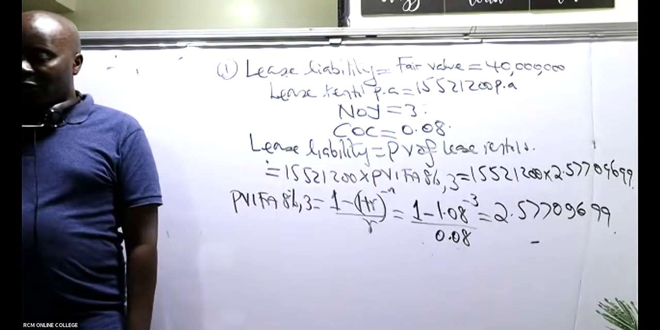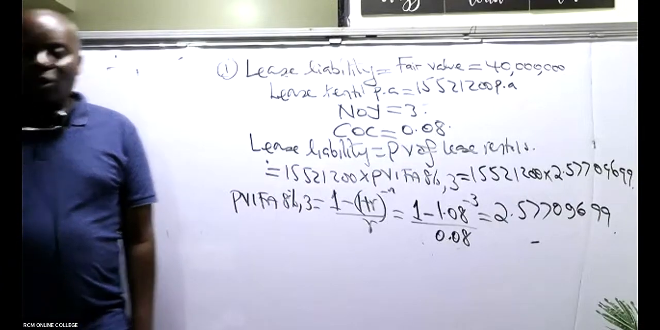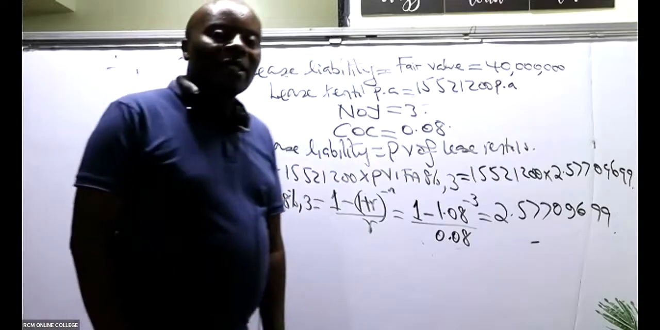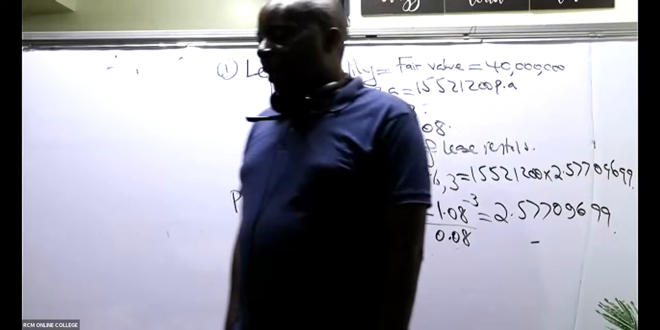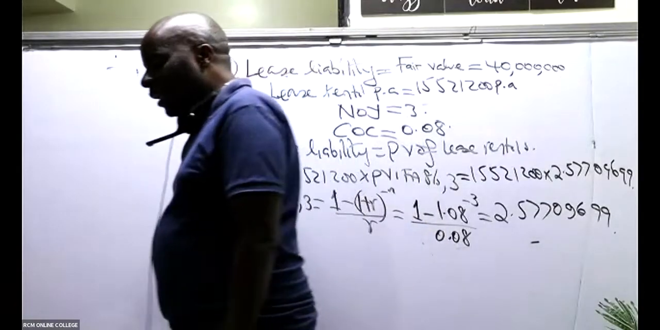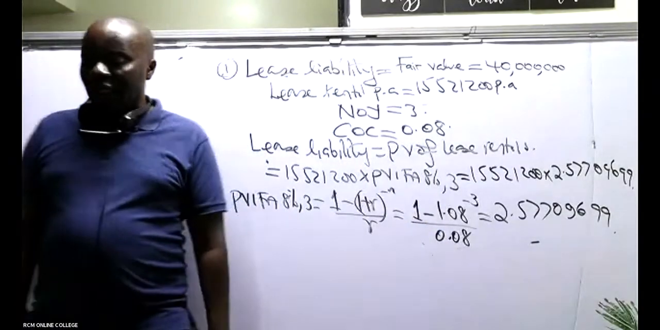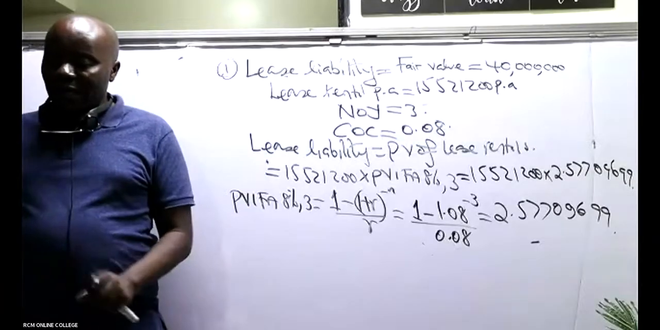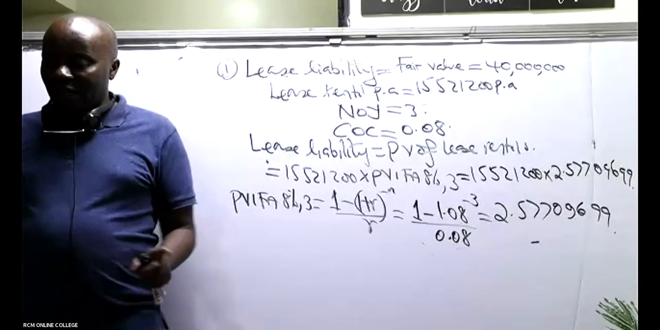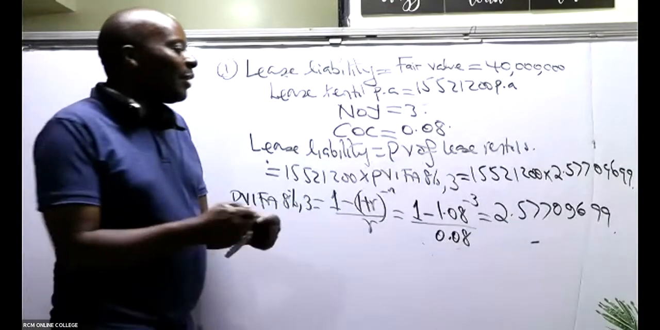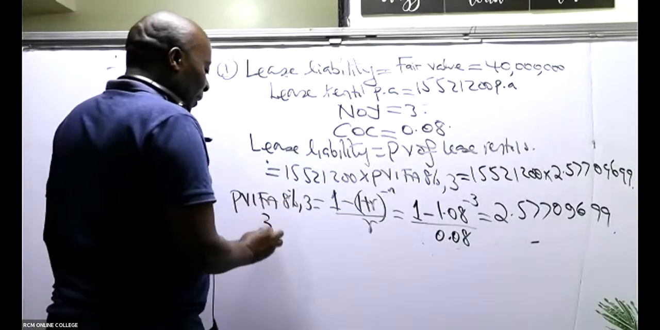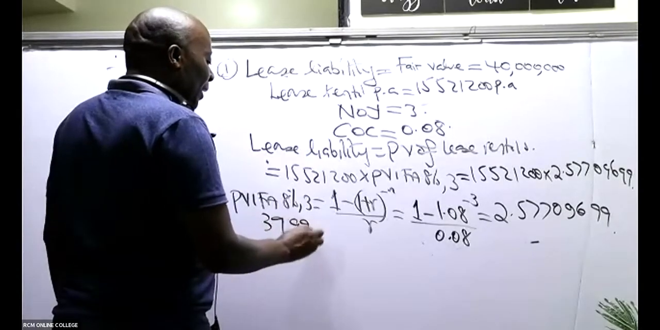It's going to be very close to 40 million, which confirms that whenever the fair value of an asset is given, then that automatically will be the lease liability. So you're getting 39,900,000 and something like that.